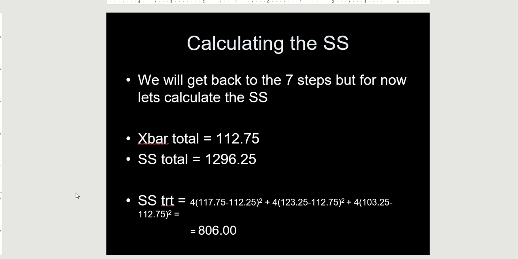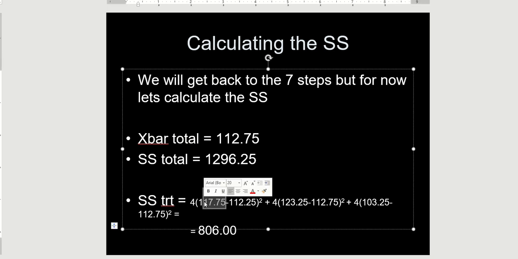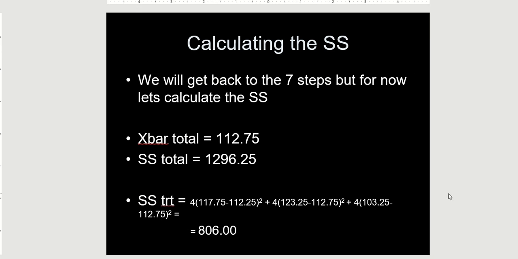You take the average of the first group, which is running, minus the average of the averages, square it, and multiply by 4. Why 4? Because we had 4 observations for running. Then you take the average for jumping minus the average of the averages, square, and multiply by 4 again because we had 4 observations in jumping. You take the average of boxing minus the average of the averages, square, and multiply by 4, and that gets you 806. Remember 806, this is the between group, but now we start calling it the treatment.